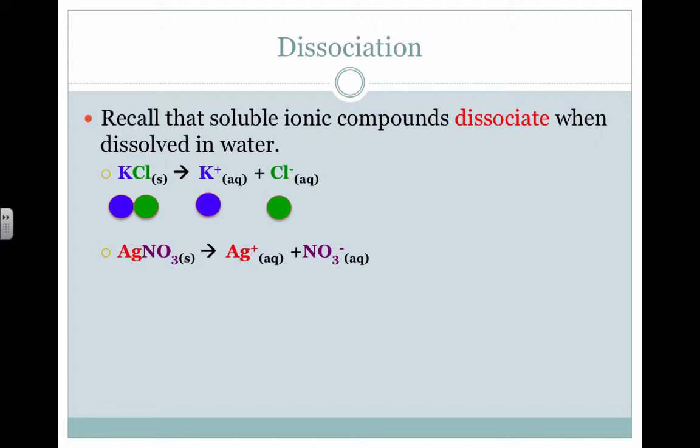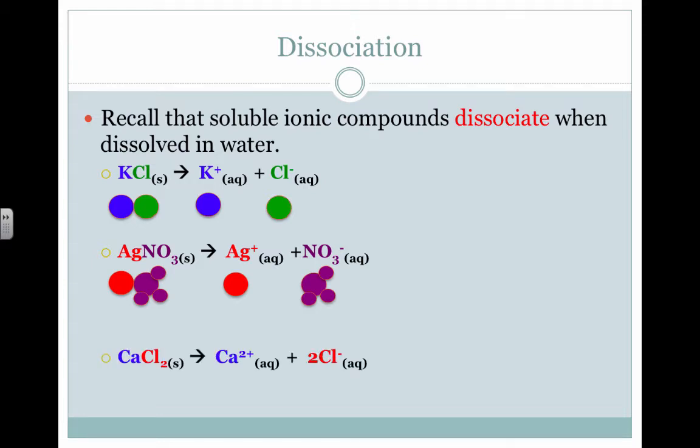Likewise, for silver nitrate, notice in this example, however, we have a polyatomic ion, NO3. So when this dissociates, we get an Ag+ and an NO3-. Recall that polyatomic ions remain intact. They do not come apart. And finally, a third example, calcium chloride. Here notice that there's a 2-to-1 ratio between calcium and chloride. Therefore, when it dissociates, we get one Ca2+ ion and two Cl- ions. These equations shown here are all dissociation equations, meaning they show the dissociation of the ions.